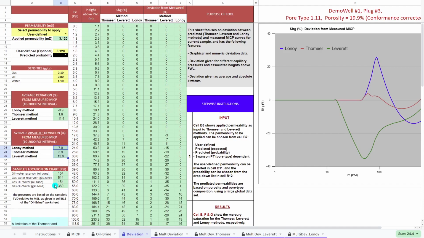The sample's capillary pressure for different fluid gas compositions and based on a height above free water level or free oil level are given in cells B40 to 43. These pressures refer to the chart and show the sample's actual prediction errors for a given reservoir type.